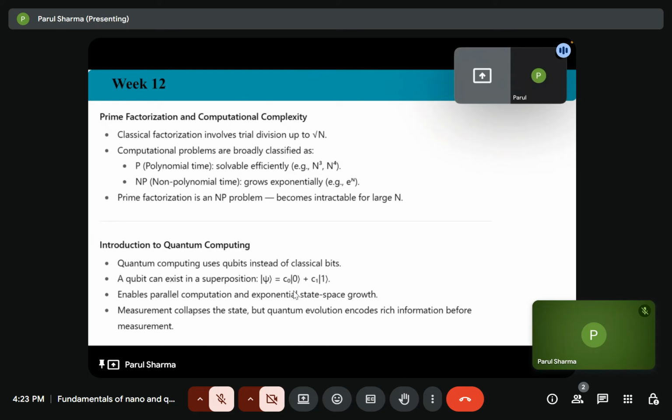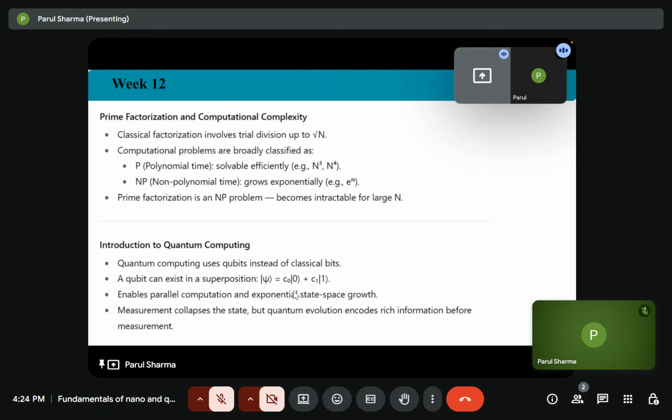So we will encrypt the data in the public key, and for decryption of the information, we need to factorize. So if the prime numbers are very large, the factorization will be very complex to compute. So the classical factorization.